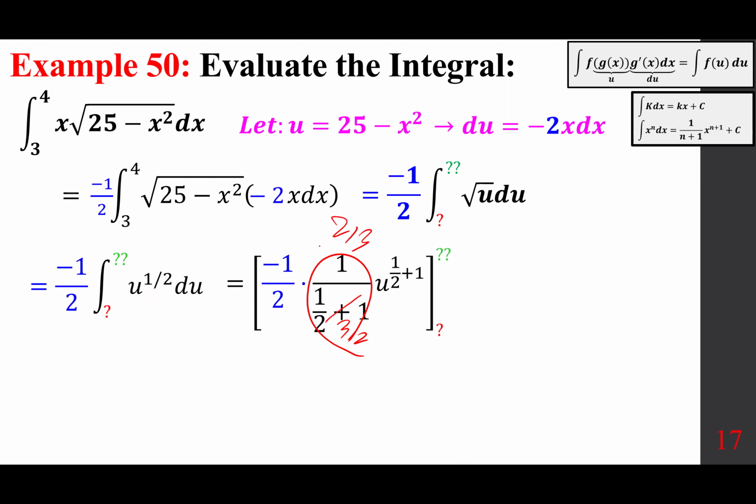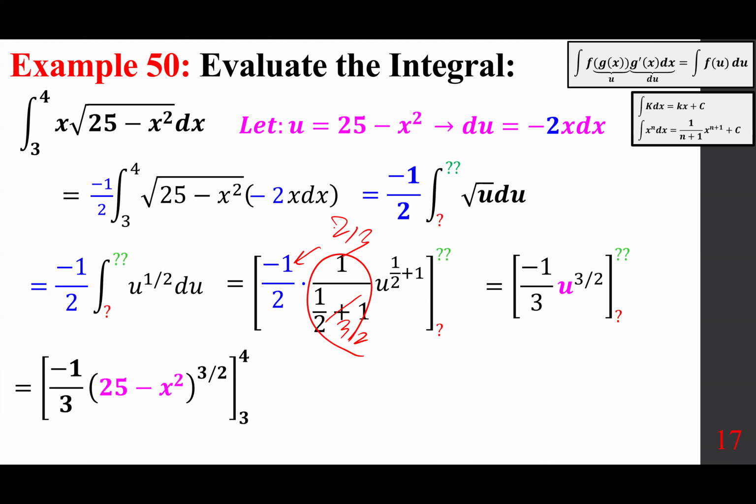This is 2/3. Multiply it, and this is what you get. Now you can go back to the original and use the original limits. Or if you plug in 3 here, 3 squared is 9. 25 minus 9 is 16. You put the 4 here, 4 squared is 16. 25 minus 16 is 9.